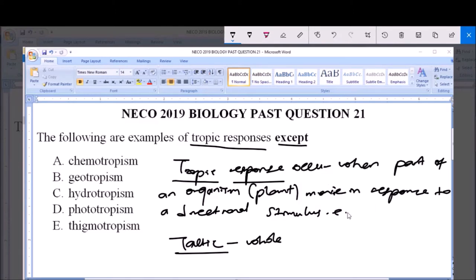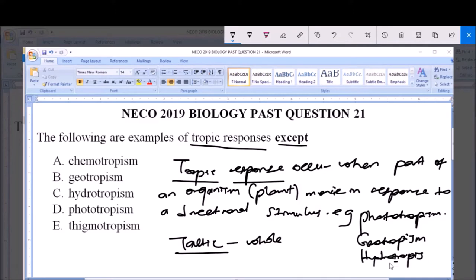Now, examples of tropic responses include phototropism, whereby a part of a plant, like the shoots of a plant, responds to light. It moves in the direction of the light. That's phototropism. Another example is geotropism. Also, the shoot of plants responds to gravity. That's geotropism. Those are parts of the plant, not the whole plant. Also, hydrotropism. As you can see, the roots of plants move in the direction of water. That is hydrotropism. Then you have thigmotropism.